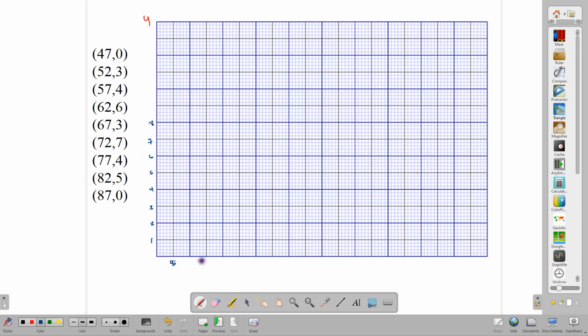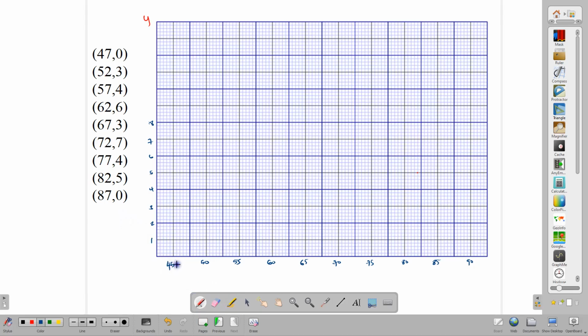Then 45, 50, 2 centimeters to 5. 55, 60, 65, 70, 75, 80, 85, 90. And that would cover all of this. So remember, you are using 2 centimeters to represent 5 units.